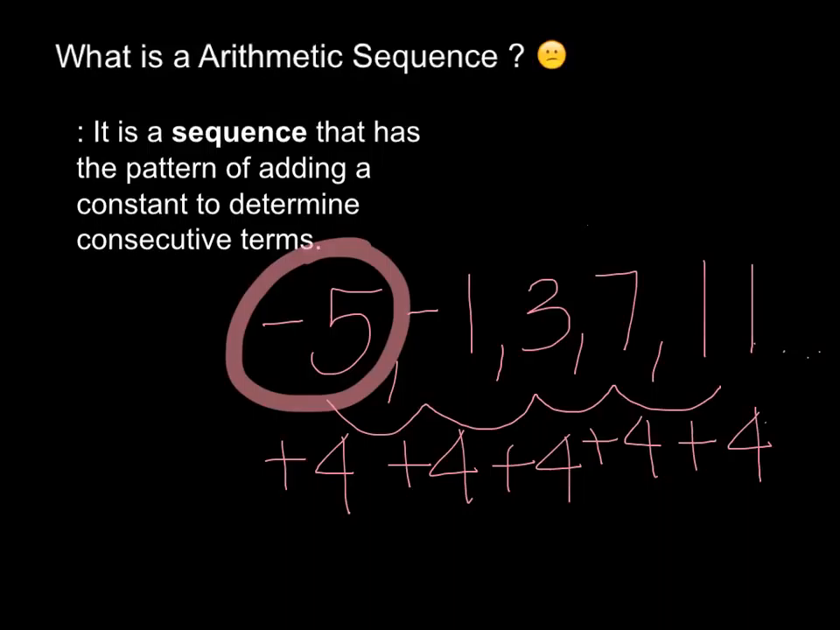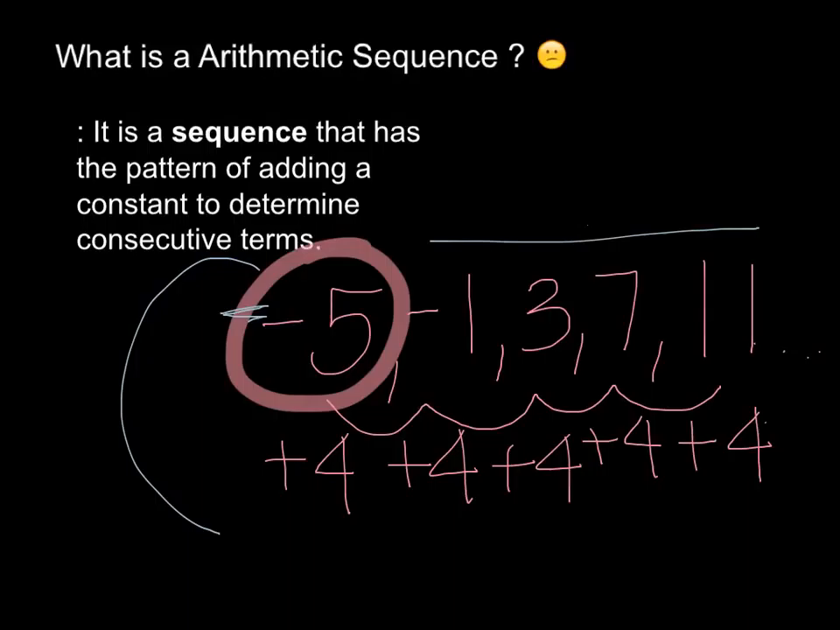So in this slide we see what an arithmetic sequence is. It is a sequence that has the pattern of adding a constant to determine consecutive terms. The numbers written below are an example that I chose so you can get a basic idea of what I'm talking about when I'm talking about arithmetic sequences. The first number that is given to you is -5.